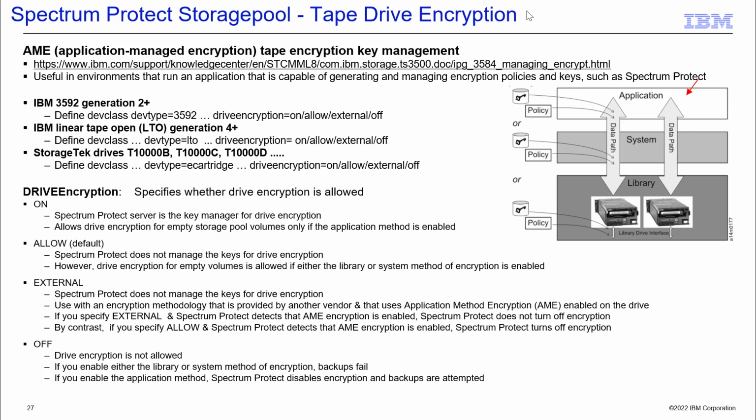And depending on what you set it to, Spectrum Protect will manage the keys if drive encryption is set to on. Allow means that Spectrum Protect does not manage the keys, somebody else is managing them, but we're still using that drive encryption. External is also managed by someone besides Spectrum Protect, but we're still utilizing tape encryption. And finally, off means that we are not doing drive encryption on those specific devices.